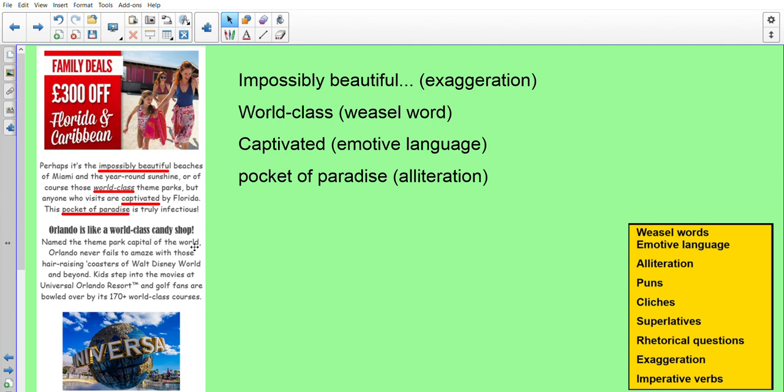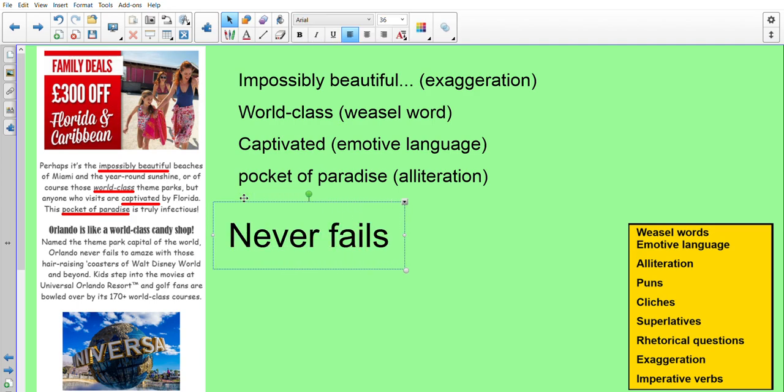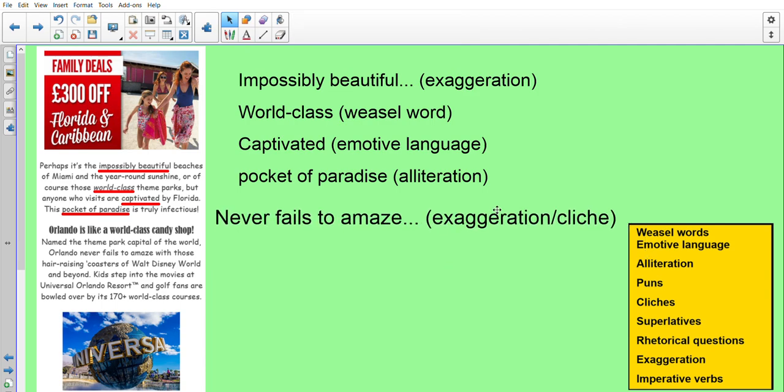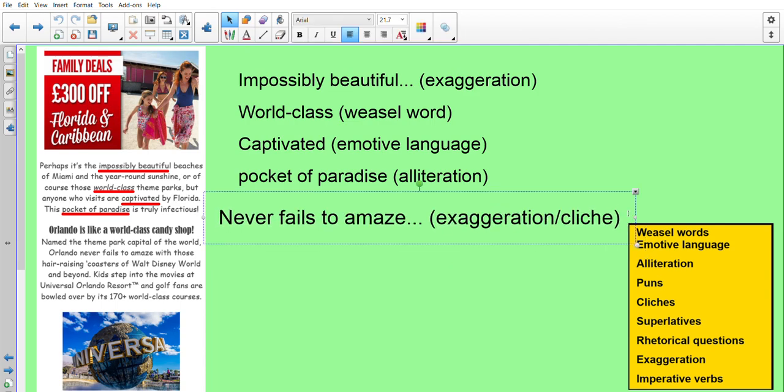Orlando is like a world-class candy shop. Named the theme park capital of the world, Orlando never fails to amaze. I like that. Never fails to amaze. And I'd say that's probably more exaggeration, isn't it? Or even a cliche. It's one of those overused phrases, isn't it? Never fails to amaze. So we've got two features at the same time there, isn't it?